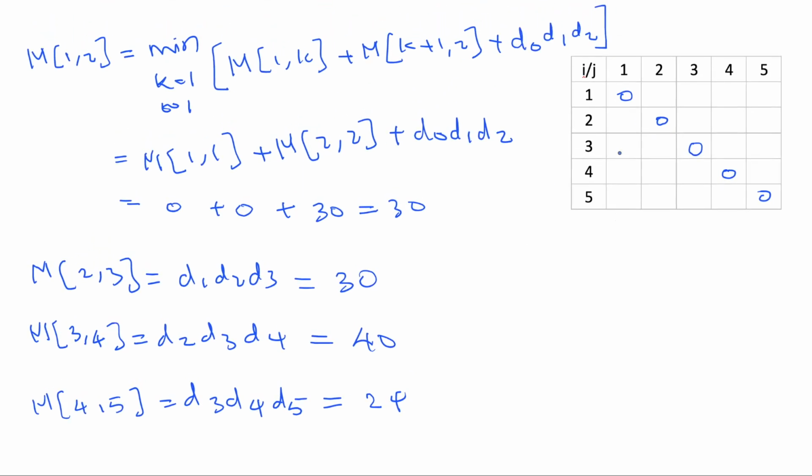Okay, so I'm going to write those values here. m1,2 is 30, m2,3 is again 30, m3,4 is 40, and m4,5 is 24. Later in our calculation we will be utilizing these values. This is the point where we are using the memoization technique, so we will be utilizing the same result for future calculation.